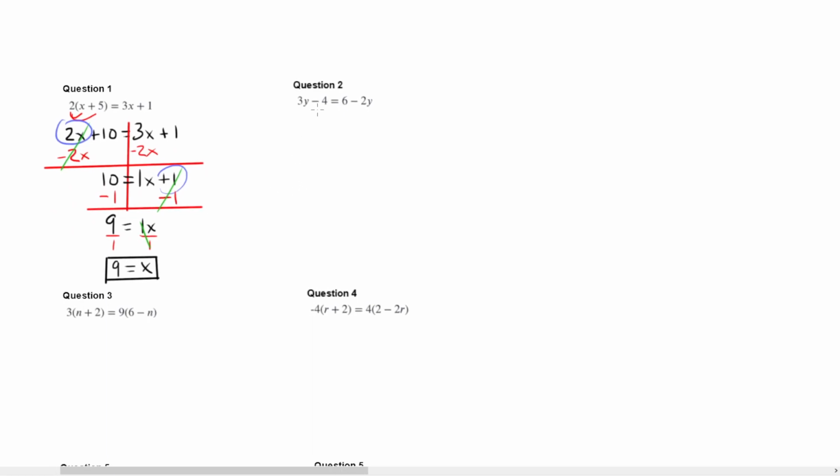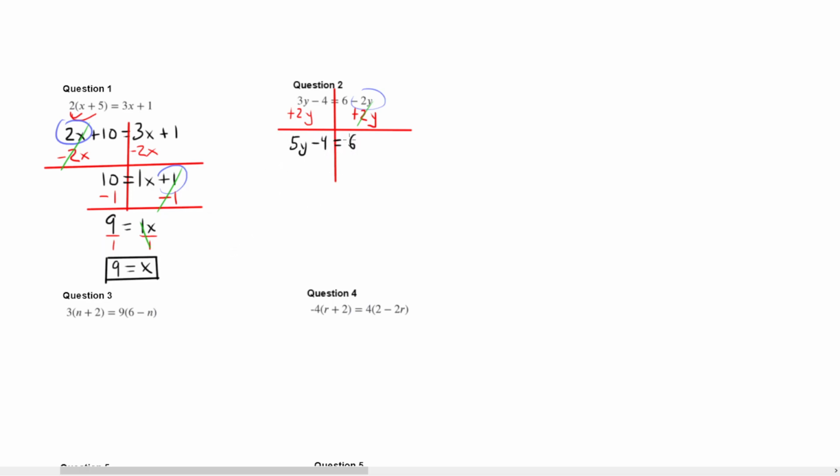So for question number 2 here, we don't have any parentheses, so we can just draw our balance beam right away and choose which term I want to move. I want these guys to be solved for themselves. I'm going to move the smaller one, so that's the -2. So I'm going to do the opposite of -2, which is positive 2y and positive 2y. This side crosses out, and I just get a 5y minus 4 equals 6.